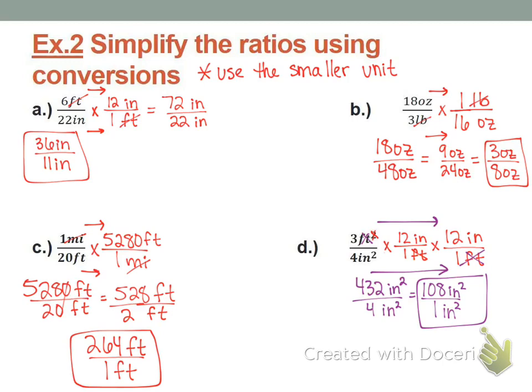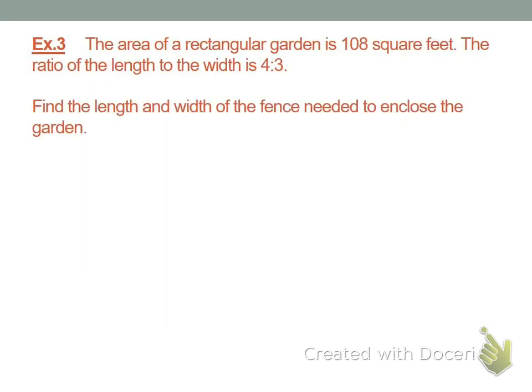Better way of asking it. Anybody need more time on these problems? No. Okay. All right. The area of a rectangular garden is 108 square feet. The ratio of the length to the width is 4:3. Find the length and the width of the fence needed to enclose the garden.